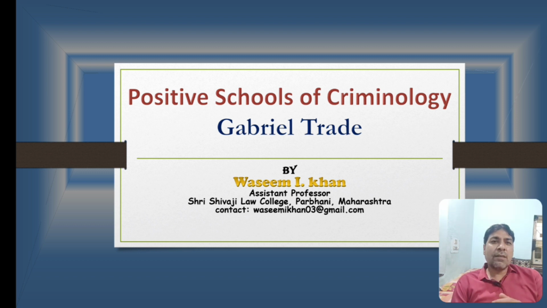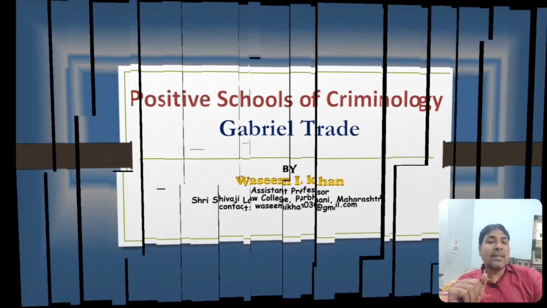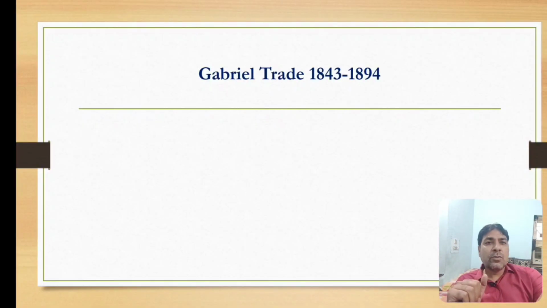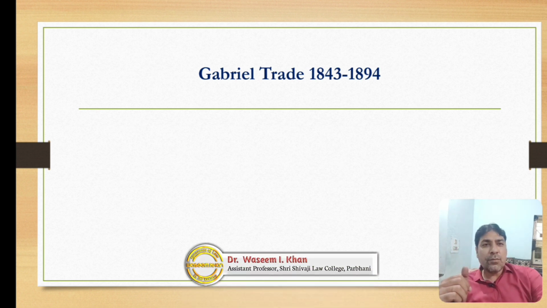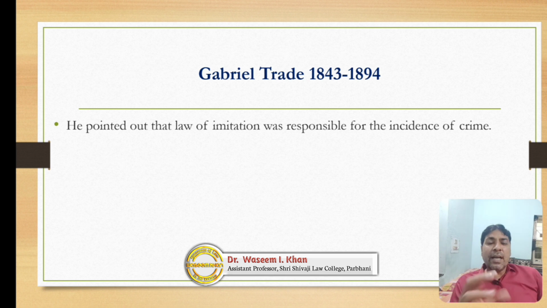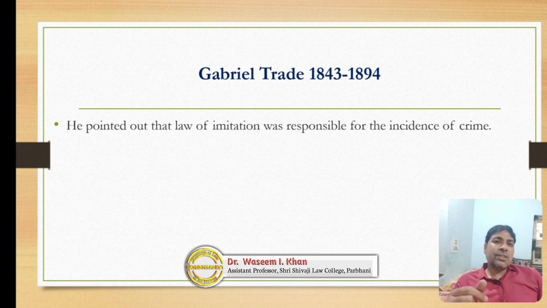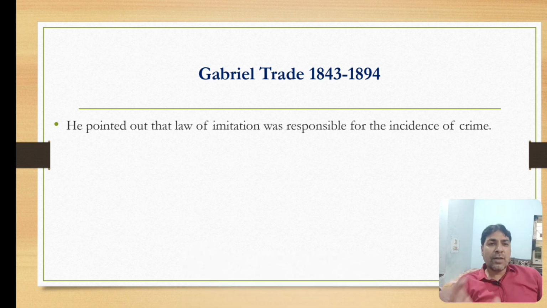In this particular lecture, we will discuss the cause of crime as per Gabriel Tarde. What exactly is the cause of crime? The lifespan of Gabriel Tarde is 1843 to 1894, and according to Gabriel Tarde, the law of imitation was responsible for the incidence of crime. Law of imitation is one of the reasons behind the incidence of crime according to him.